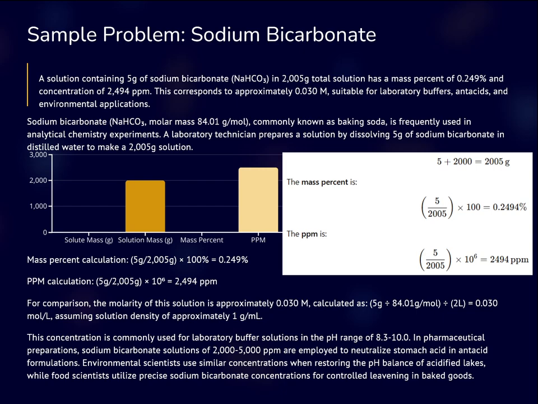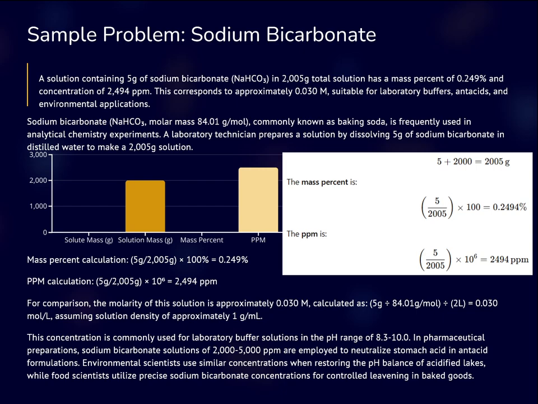Okay? Now, the mass percent, we're going to take the 5 and then divide that by the 2,005, right? The mass of the entire solution. Then we're going to multiply that by 100 to turn it into a percentage. And so we have 0.2494%. That's the mass percent.